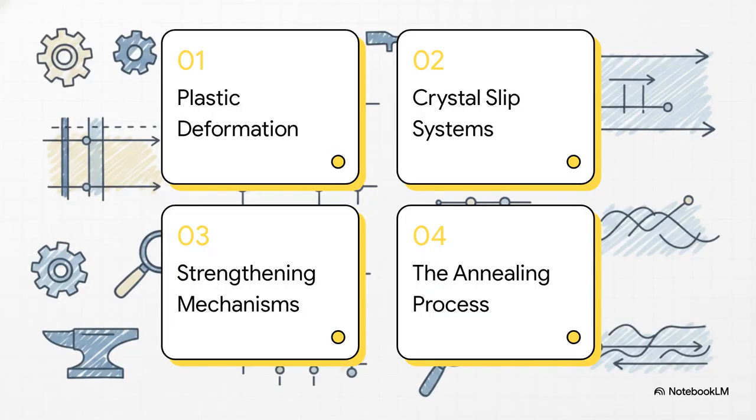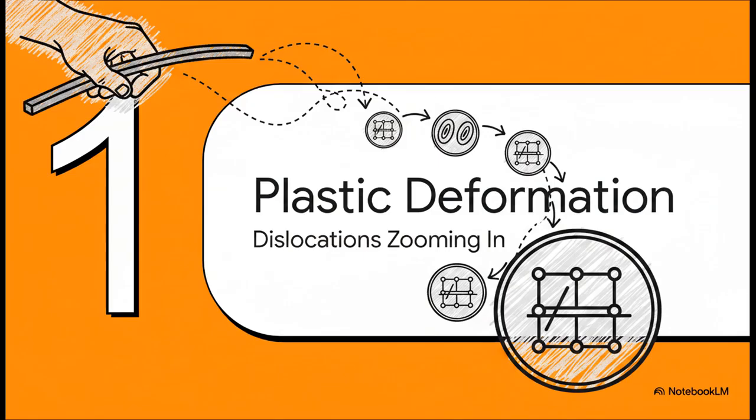Here's how we're going to break it down. First, we'll look at plastic deformation and dislocations. Then, crystal slip systems. After that, we'll dive into the three main strengthening mechanisms engineers use. And we'll wrap it all up with the annealing process. All right, let's jump right into part one, plastic deformation and dislocations.